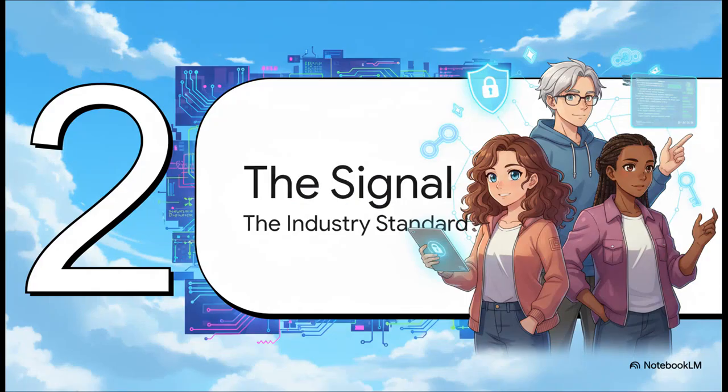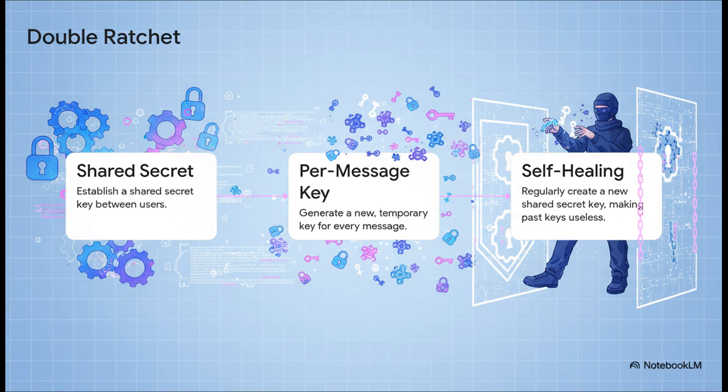So, E2EE is the big idea, but how you actually do it matters a lot. And for the better part of a decade, one protocol has pretty much become the gold standard for the entire industry. That, my friends, is the Signal protocol, and its magic trick is something called the double ratchet algorithm. Get this, instead of one lock and one key for your whole chat, it's like it changes the locks with every single message. It's brilliant.